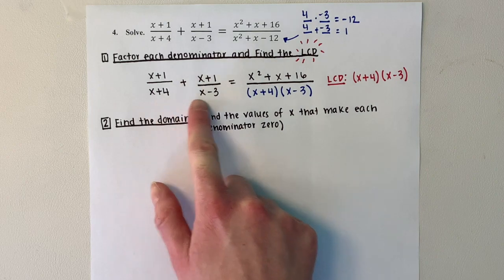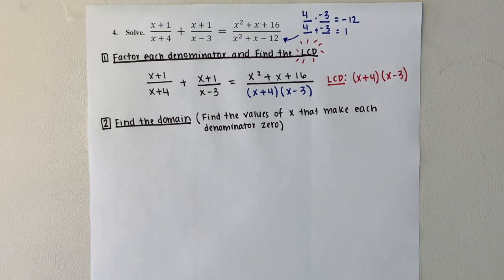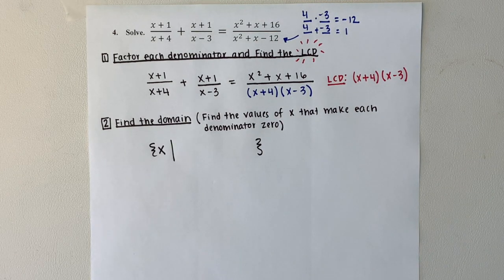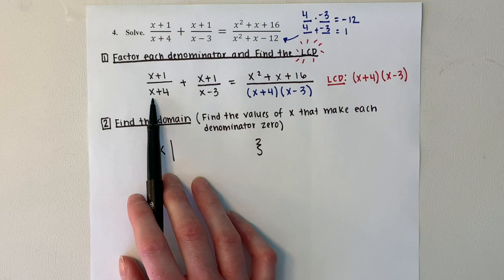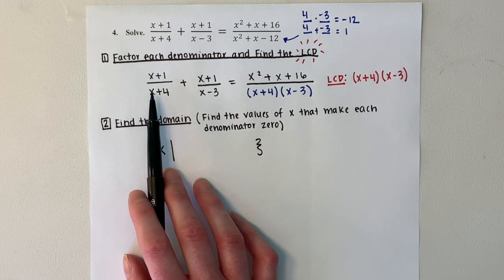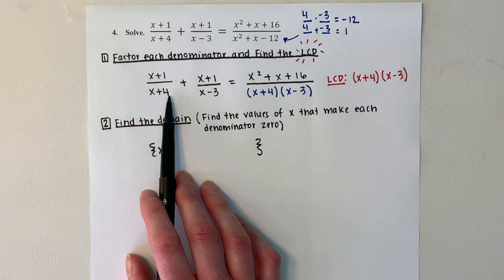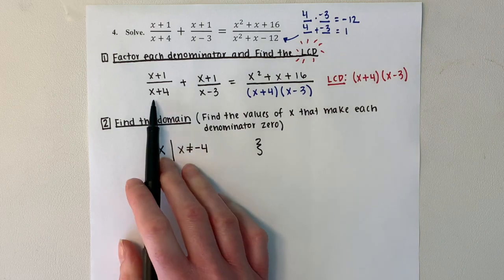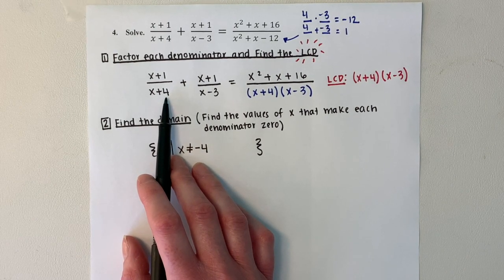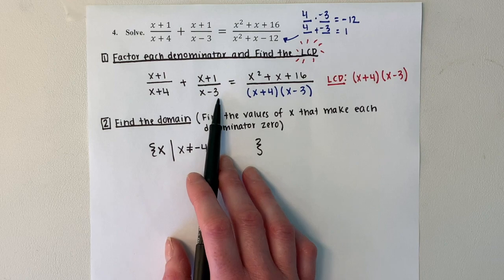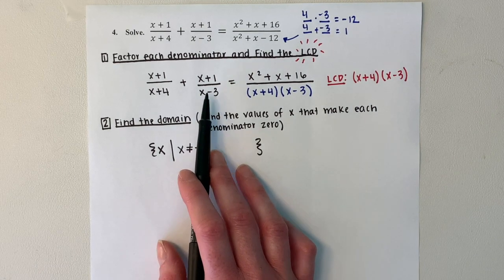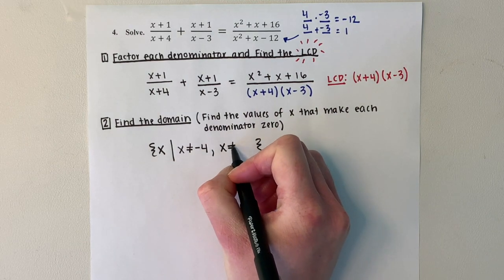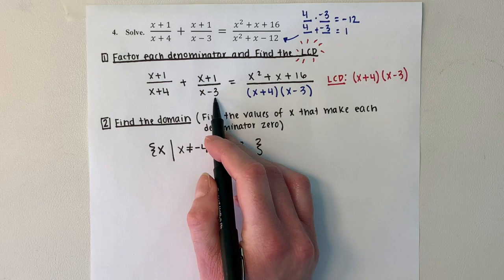Now, instead of writing out all the steps like I did in the last problem, let's just do this together mentally. So here is my set builder outline. Then let's ask ourselves, what value of x would make this denominator 0? That would be negative 4, because negative 4 plus 4 would give us 0. So x cannot equal negative 4 because that would make this denominator 0. Next, let's ask ourselves what value of x would make this denominator 0, and that would be 3 because 3 minus 3 would give us 0. So x cannot equal 3 because that would make this denominator 0.